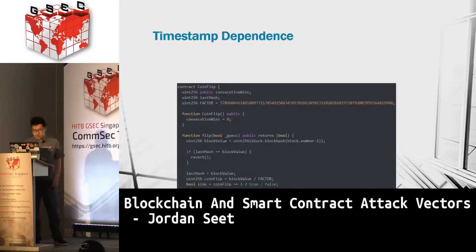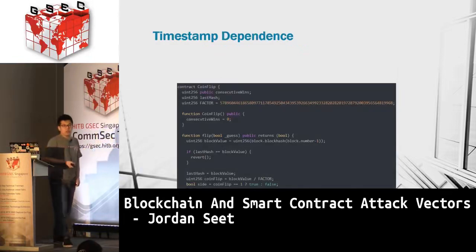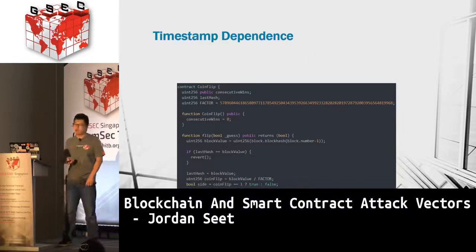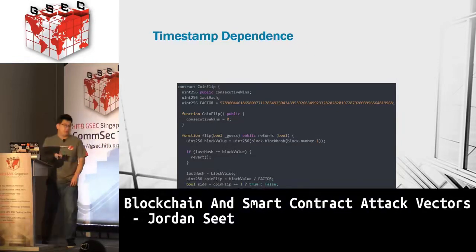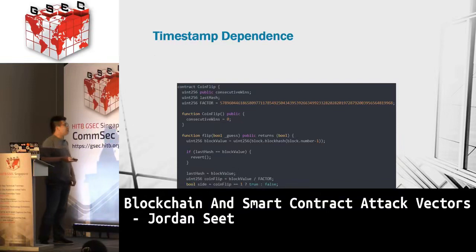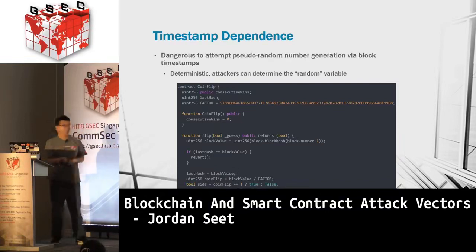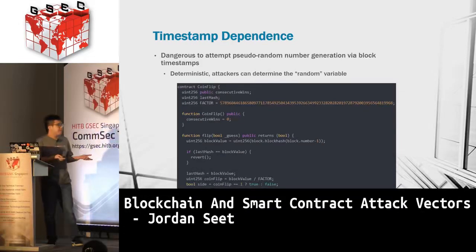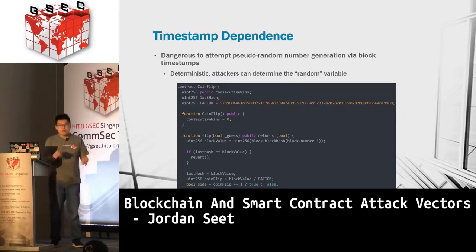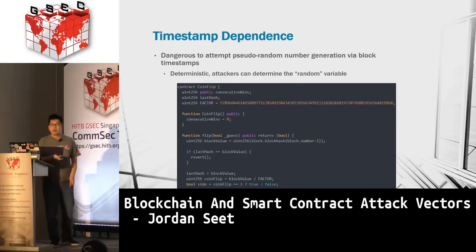So let's talk about timestamp dependence. Everything in the blockchain, especially for smart contracts, is deterministic, at least in Ethereum. So it is very dangerous to attempt pseudo-random number generation via block timestamps. What an attacker can do is determine the random variable before you do, and then just pass it in as a parameter to execute the function.